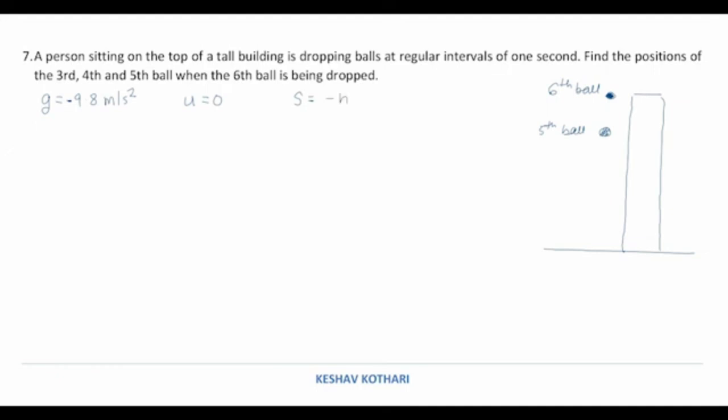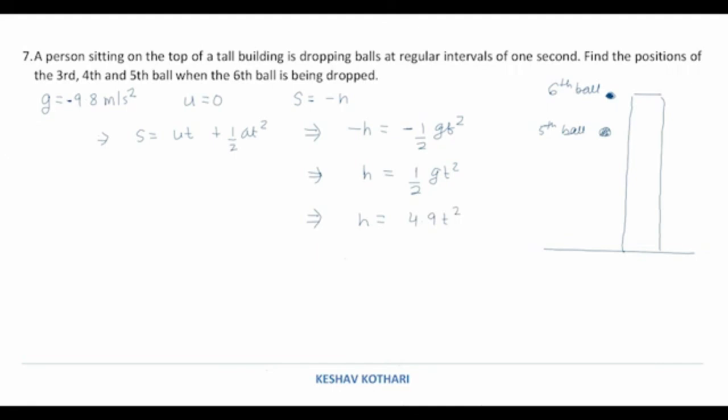So I am obtaining a general formula for the distance traveled as s equals ut plus half at square. And we obtain it as minus h equals ut, which is 0, minus half gt square. So we obtain that the distance traveled, or h, is going to be half gt square. If we put 9.8 over there, we can write it as 4.9 t square. So we are getting a function h equals 4.9 t square.